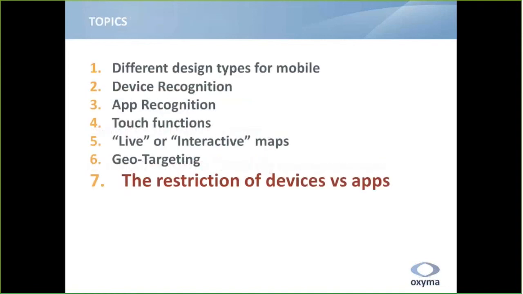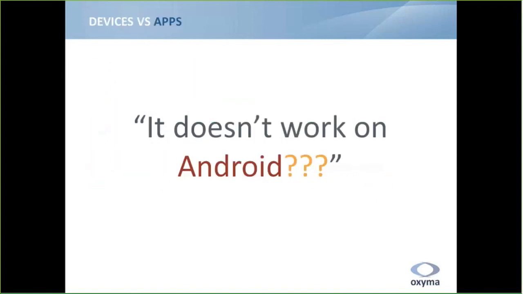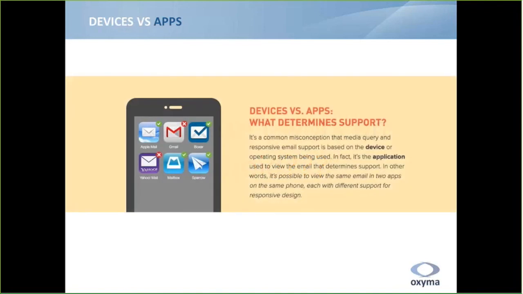And last, but certainly not least, is the restriction of devices against apps. One of the things, this is actually for testing your emails, one of the things that we hear a lot from clients and from users is it doesn't work on Android, or I can't see it properly on Android. Well, that's a very big generalization, because it's not Android which depends for the support for these different types of design or development. It's the actual apps on the devices.